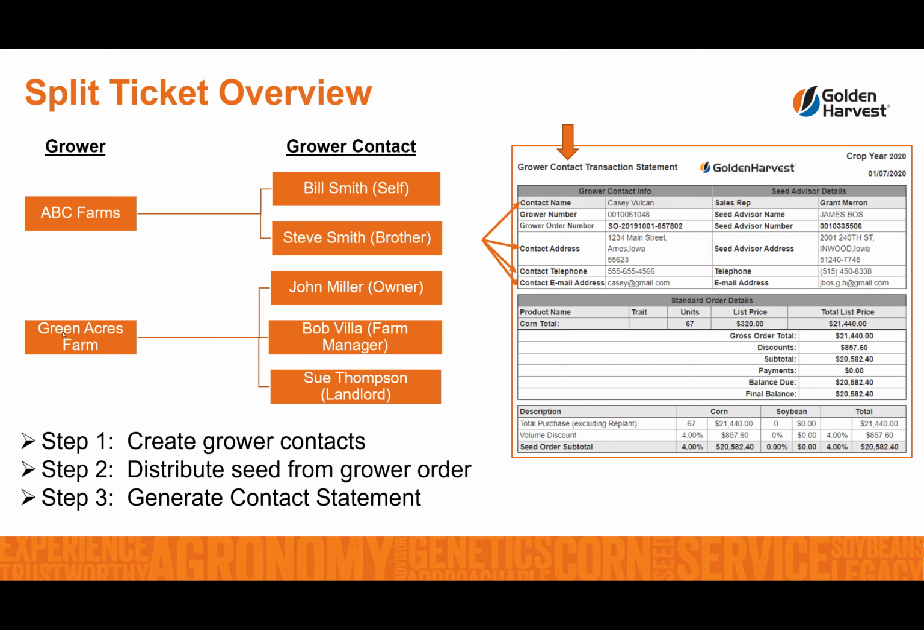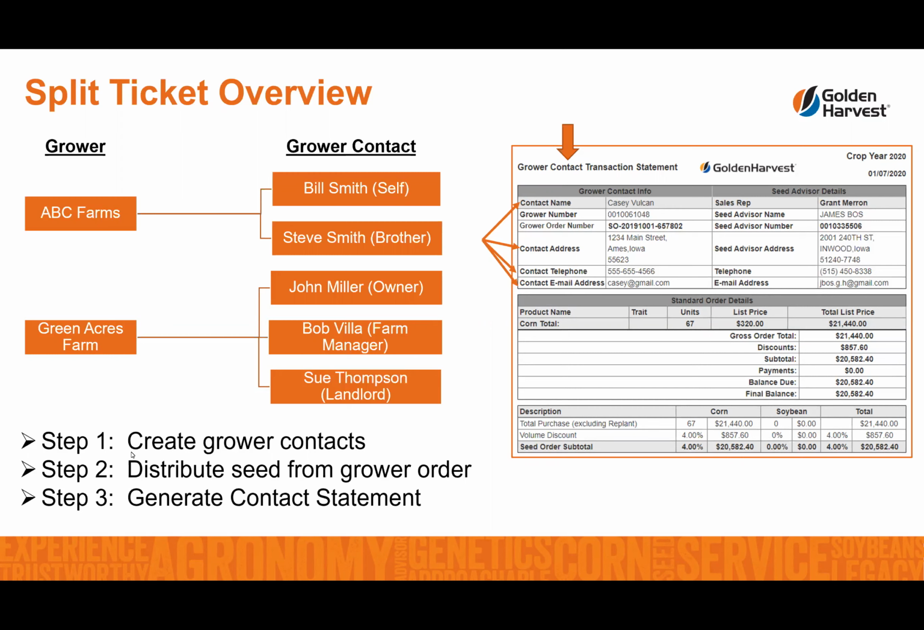Or in a situation where you have a grower that has a farm manager or landlord situation, you could, through this functionality, split that out between the three entities that make up that grower account. And then you can see the end result is you're going to have a grower contact statement that looks very similar to the grower statement, but you have contact listed here, and then you've got the contact name, address, phone number, and email that's listed on the left-hand side on top of the administrative information on the statement.